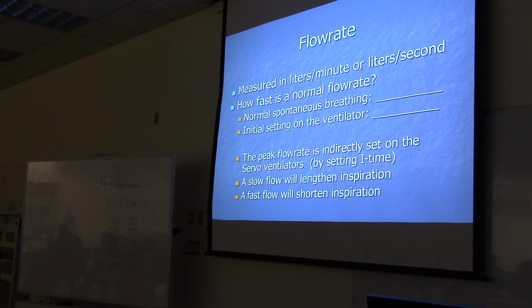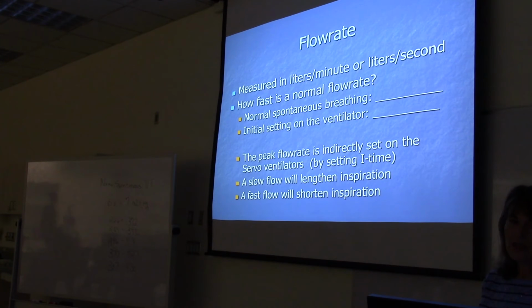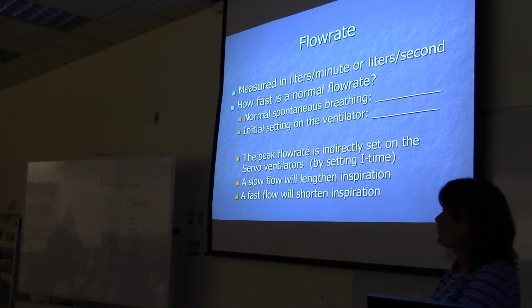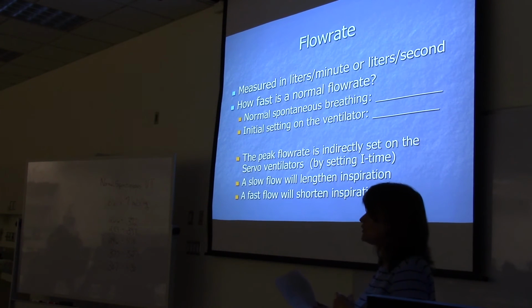All right, so the next setting on the ventilator is the flow rate. We can tell the ventilator how fast to push the air into the patient's lungs. It asks you how fast is a normal flow rate for spontaneous breathing. So now, sitting at your desk, you breathe in, how fast does the air go in? And the answer is about 30 liters per minute for adults. When you breathe in, if you were to measure your flow rate, it's about 30 liters per minute.